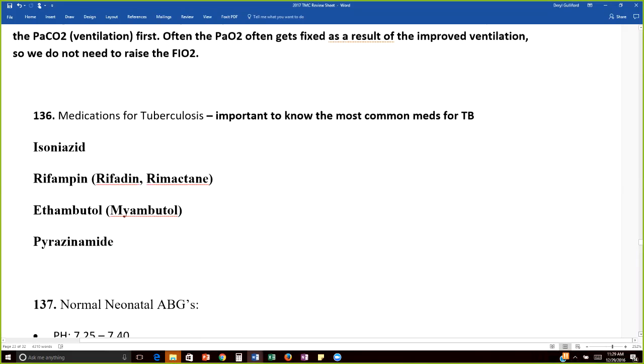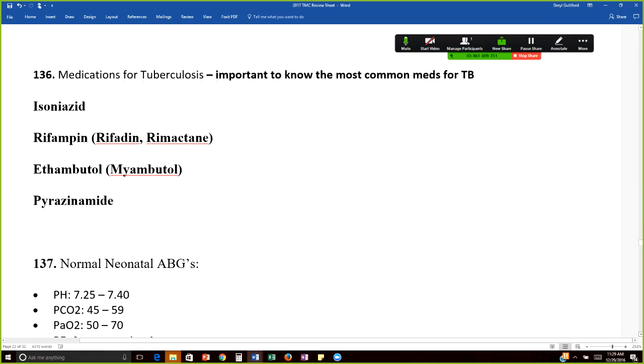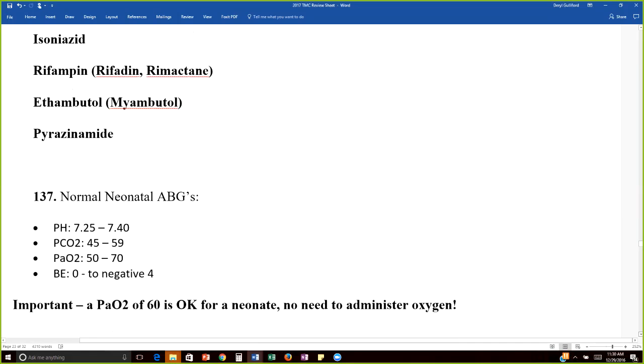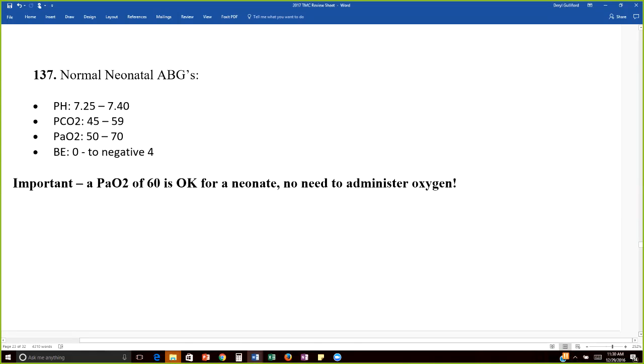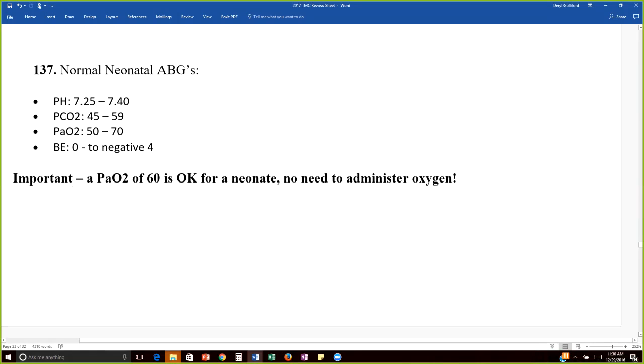I'm on number 136. Do you recognize the medicines for tuberculosis? Here they are: isoniazid, which sometimes is called INH, rifampin, ethambutol, and pyrazinamide. Those are your medications for tuberculosis. Normal neonatal ABGs, I've listed them here. Important, a PaO2 of 60 is okay for a neonate. You don't need to give that kid oxygen. That's where nature has the neonate's oxygen.